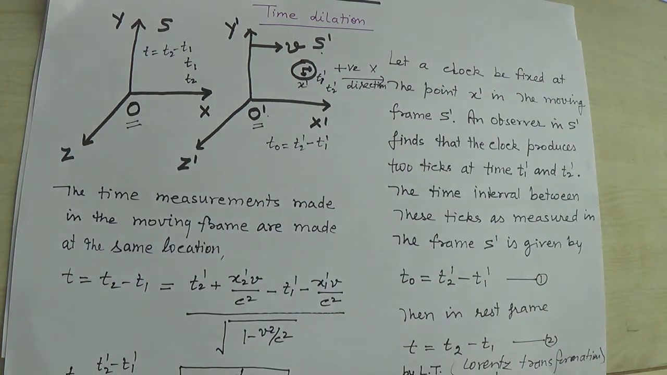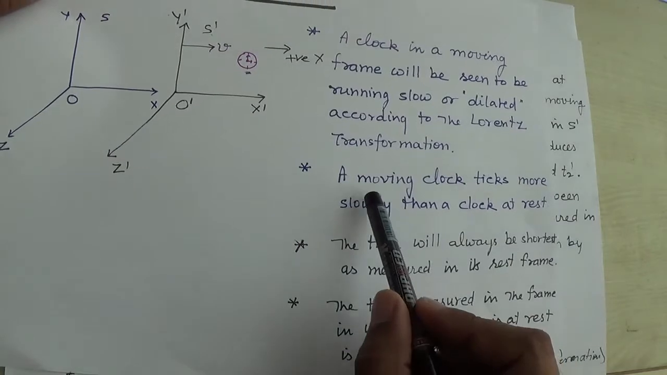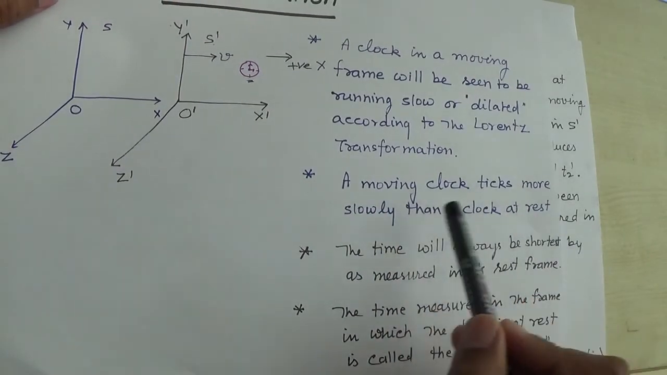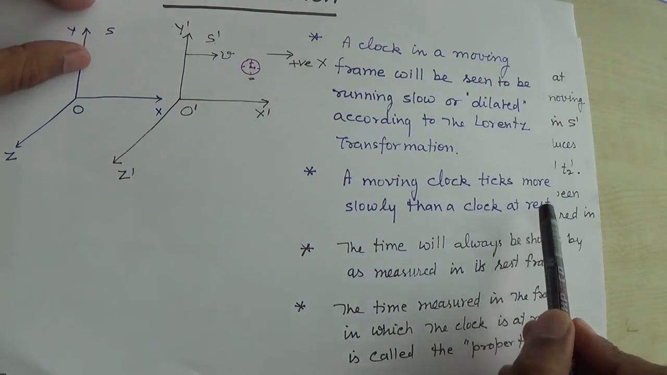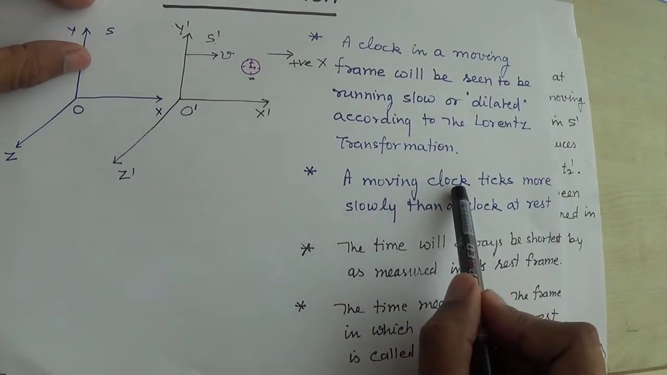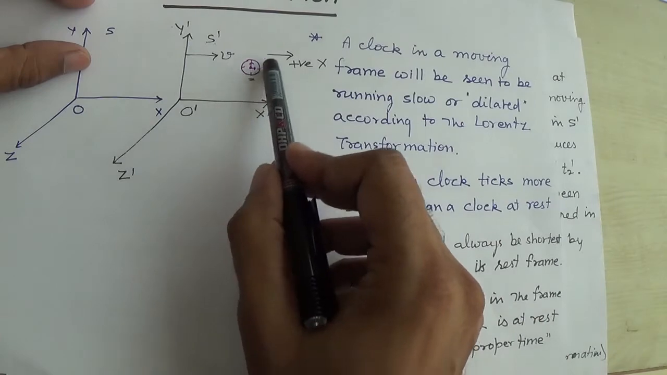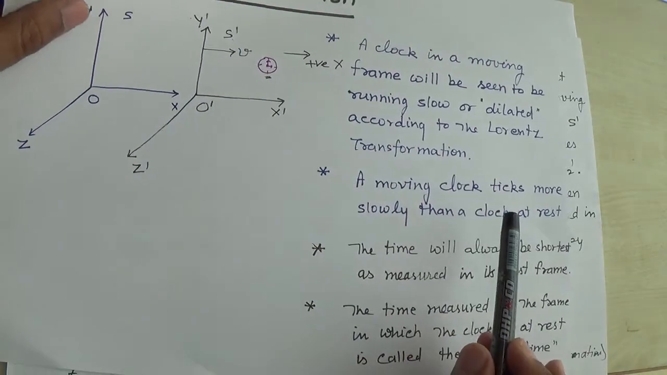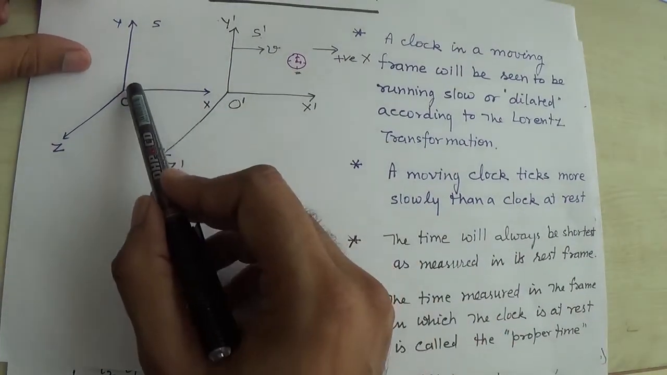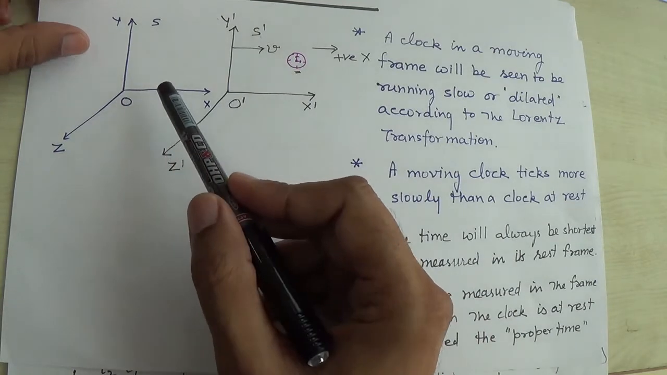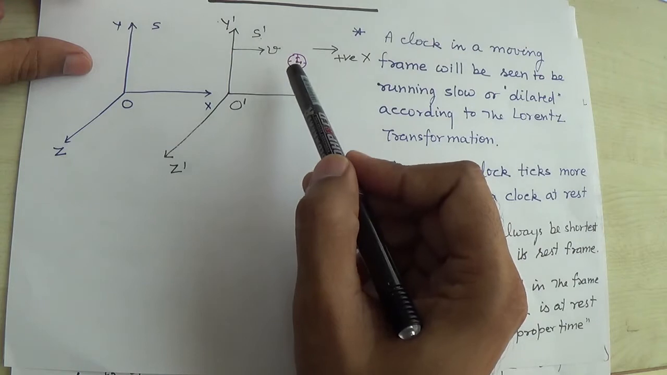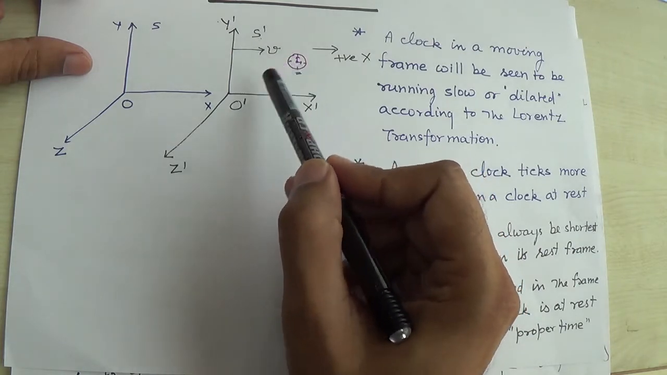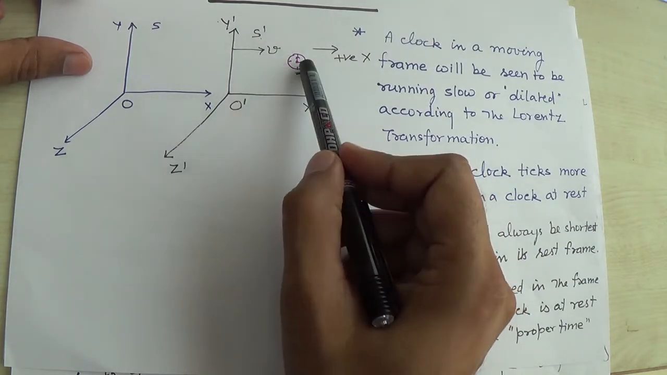So now we have seen that this is slower for the observer O, as we mentioned in our first slide that a moving clock ticks more slowly than a clock at rest. So where is the moving clock? The moving clock is here in the moving frame, right? And the rest frame is this one. So you can say that the time of this moving clock measured by the O prime observer will be proper.